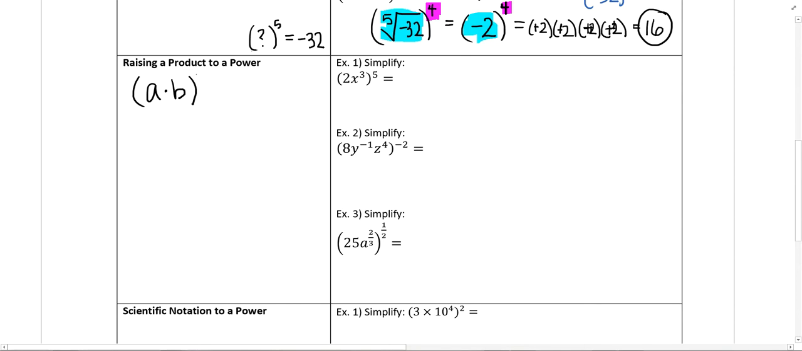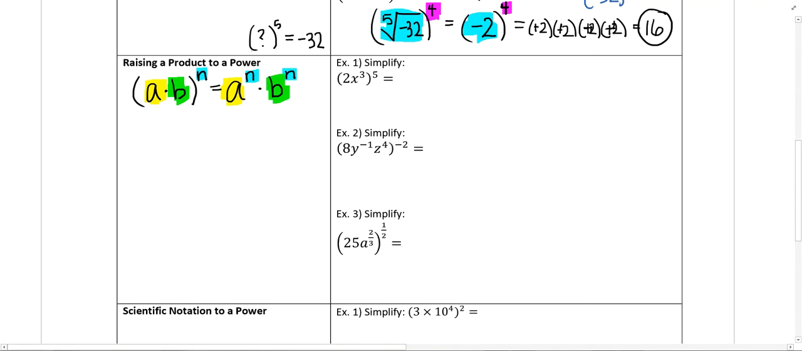You know what, instead, let's say that power is the nth power. Okay. What this is saying is that (ab) to the nth power is equivalent to a to the nth power times b to the nth power. So essentially, a will have that exponent of n, and so will the b.